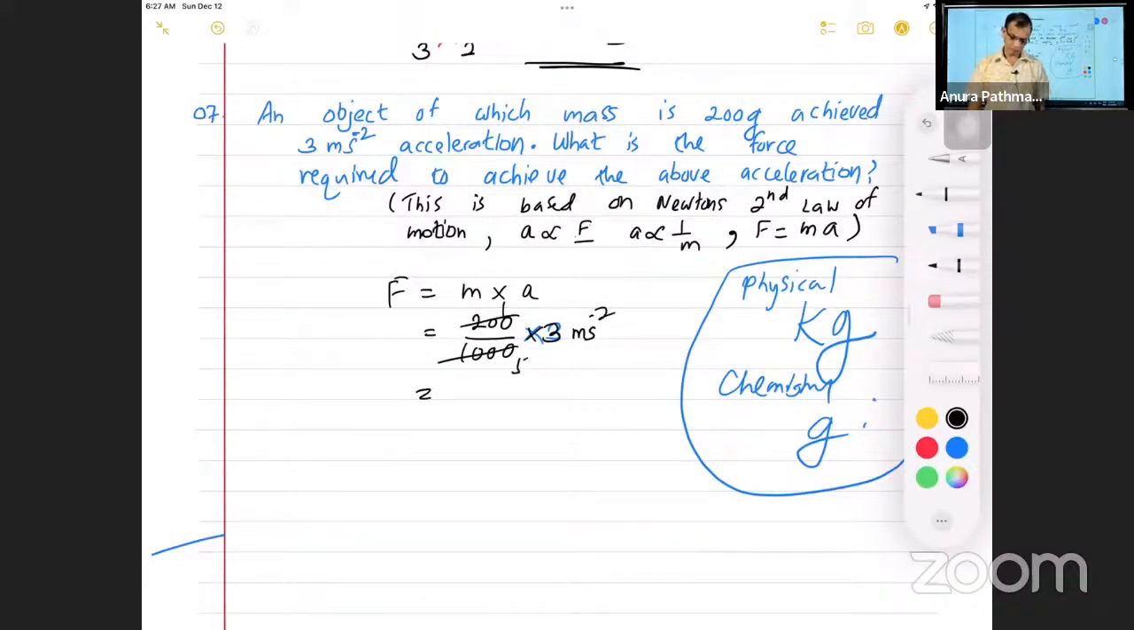So the answer is 3 divided by 5, 0.6 Newton. 0.6 Newton. Got it? Yeah.